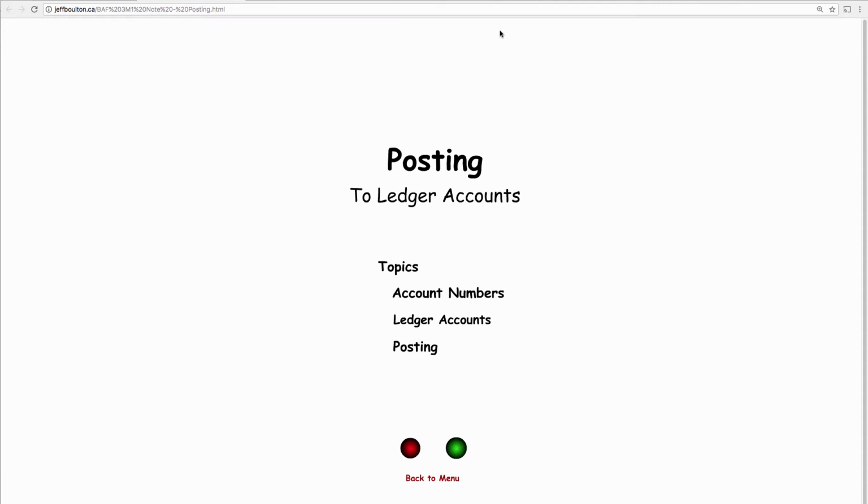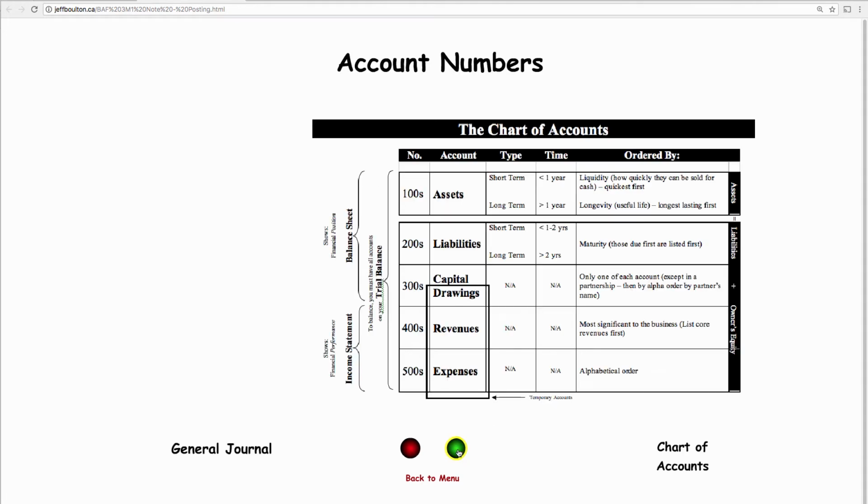It's just too time consuming. You really focus a lot on the journal entries and the financial statements. So anyway, on that note, moving on, posting, what are we going to do? First thing we have to do is we have to talk about account numbers.